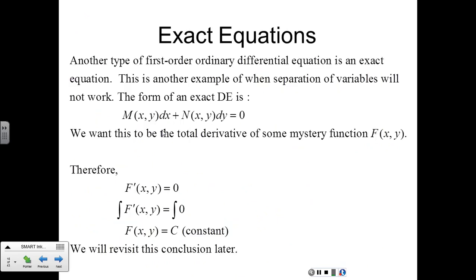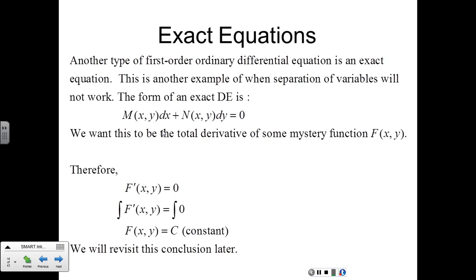Another type of first order equation that I want you to look at here is what we call an exact equation, and this is easy, easy, easy. These are probably the easiest ones you've seen so far. An exact equation uses Cal 3. We haven't done much with Cal 3, but we're going to go back to the concept of a partial derivative or a partial integral.